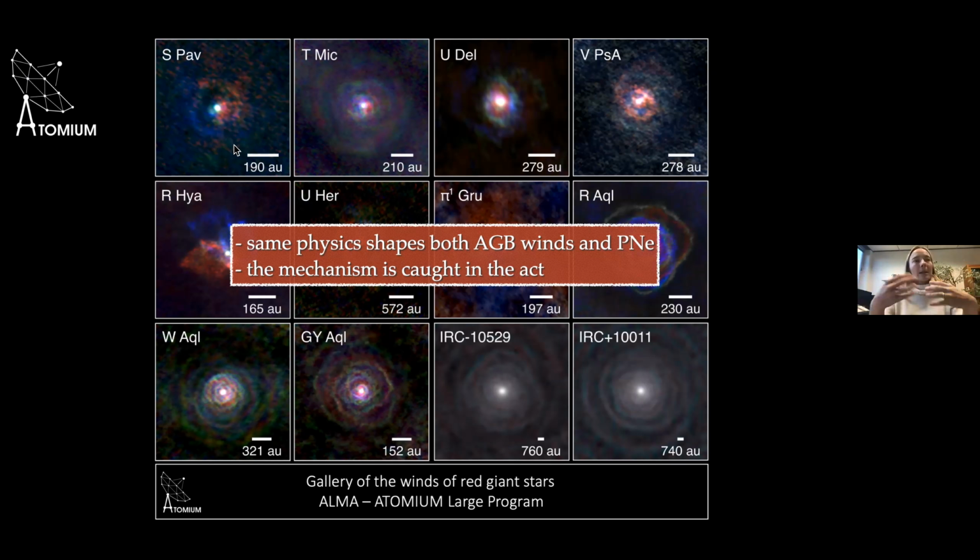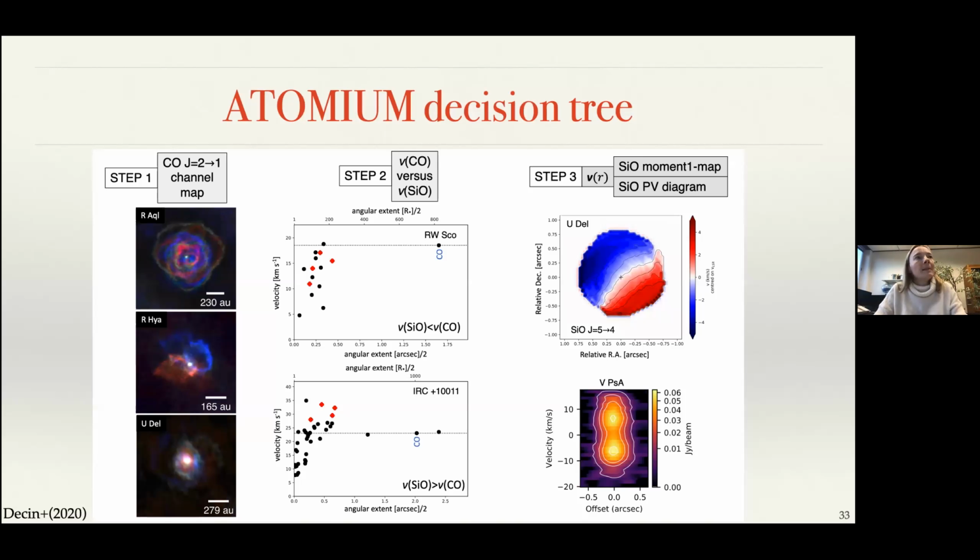And so together with the colleagues, we have been playing a lot with this data, just visualizing things, trying to understand if we could see something in this data. And in the end, one of the things we came up with is a kind of ATOMIUM decision tree, as we call it now. We do not only use the carbon monoxide channel maps, but we also look at the velocity profiles that we deduce from the data.